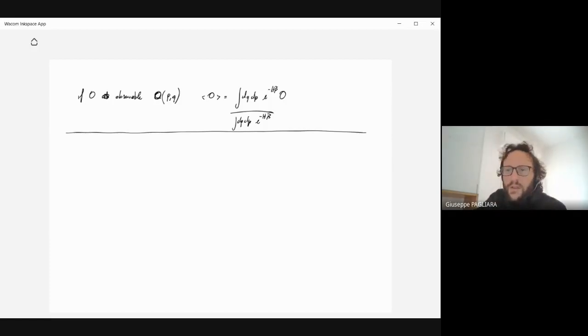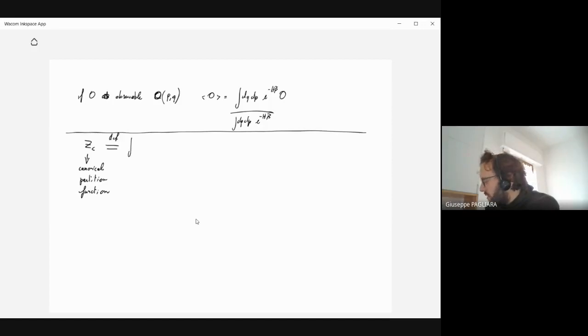Now there is a function that we need to introduce, and this is basically the most important quantity here, which is the canonical partition function, which is defined, with some normalization that will be clear later, basically as follows: it is the integral of e to the minus h beta dq dp.